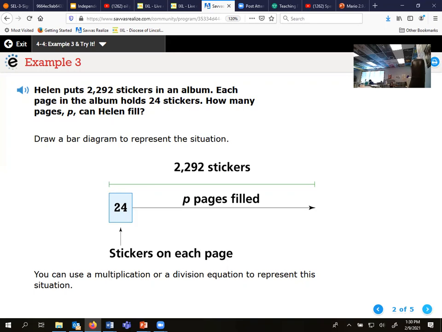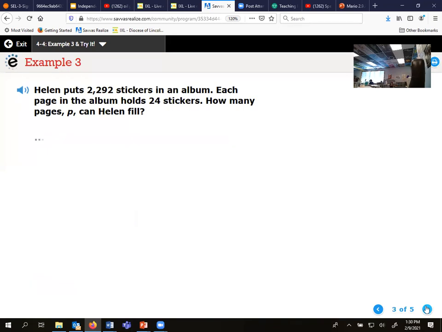Okay, so we can use either a multiplication or a division equation to represent the situation. We can do it two different ways. Either you can take 2,292 and divide it by 24, and that will equal your P. Here, P is already by itself, so all you need to do to solve is just do the division problem. Simplify it. Or you can write it as a multiplication equation: 24 times P, or 24 stickers per page, equals 2,292.